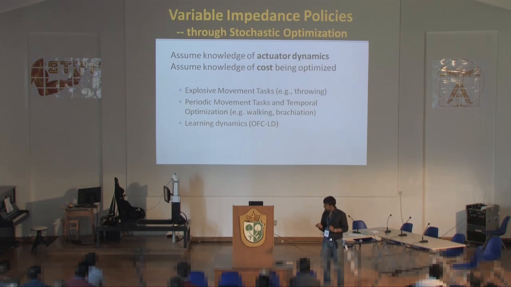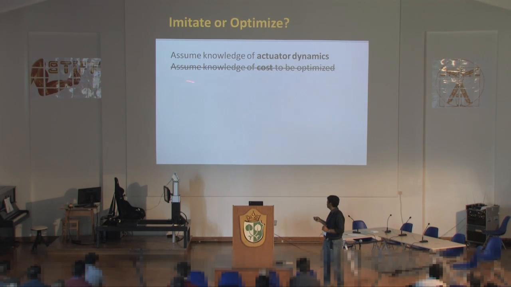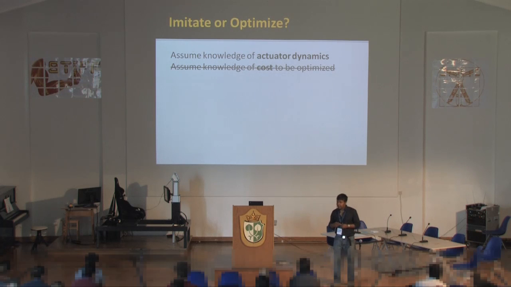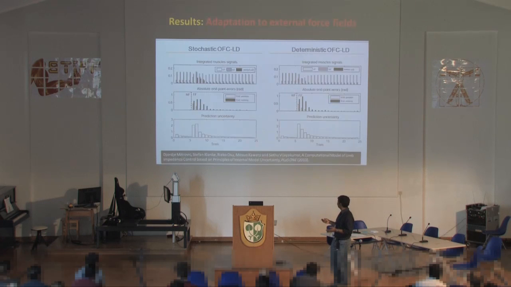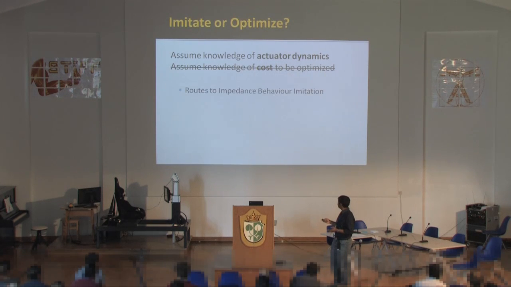Now, let's consider the scenario when you do not have the knowledge of the cost that we are optimizing. Okay, so then how do we work with things? Wrong direction. Okay, so that's when we want to ask the question, what is the route to impedance behavior imitation? Because we do not have the right set of costs to optimize, to plug into your system.